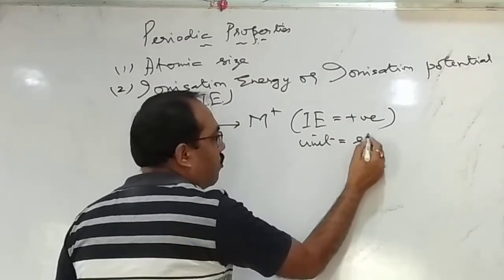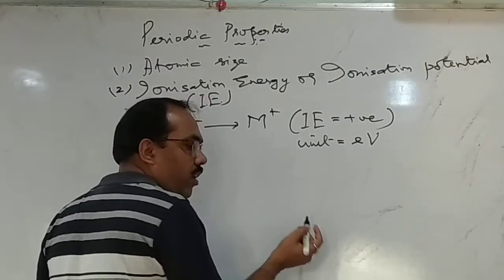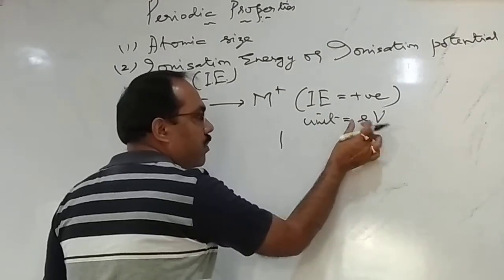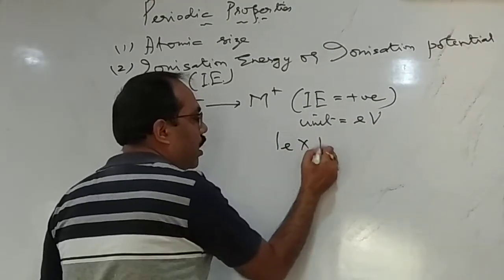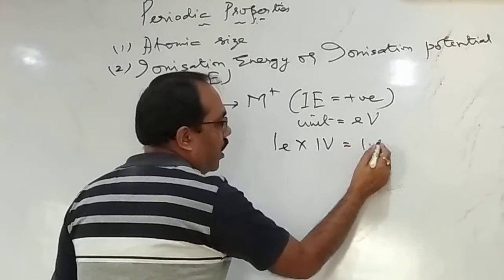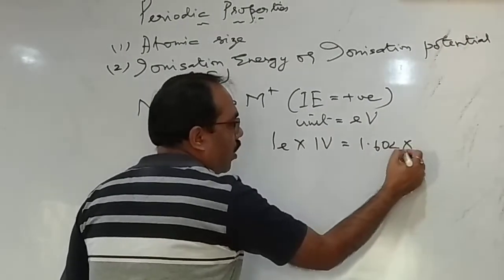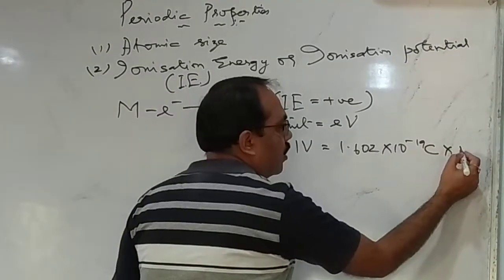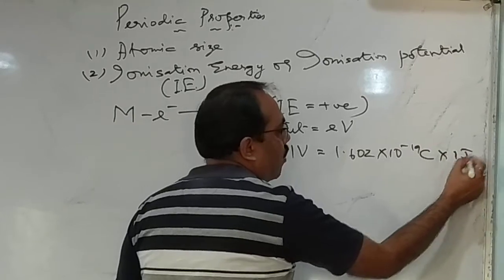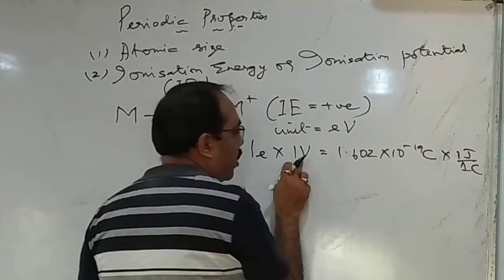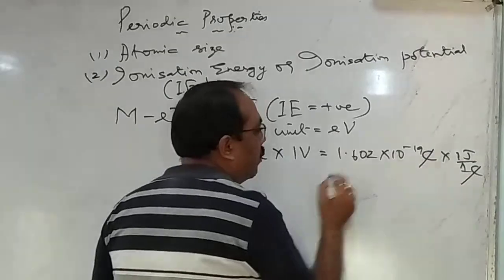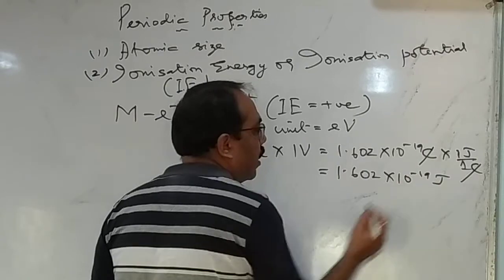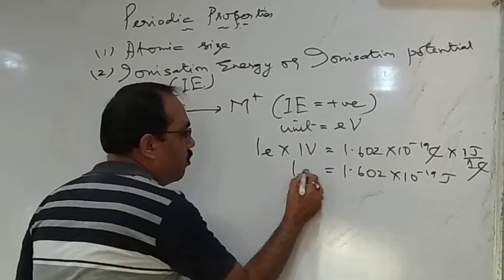The unit is electron volt. What is the relationship between electron volt and joule? Electron volt means 1 electron times 1 volt. The charge of 1 electron is 1.602 times 10 to the power minus 19 coulomb. And 1 volt is 1 joule per coulomb. The coulomb cancels, so 1 electron volt is 1.602 times 10 to the power minus 19 joule.